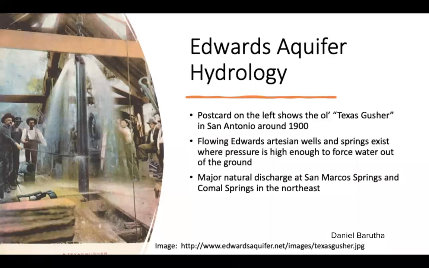The postcard shown in this image shows the old Texas gusher in San Antonio around 1900. Flowing Edwards artesian wells and springs do exist where pressure is high enough to force water out of the ground. Although for most Edwards wells nowadays, there's no longer sufficient hydraulic pressure to force water all the way to the surface due to pumping of the wells. Major natural discharge from the Edwards Aquifer can be found at the San Marcos and Comal Springs to the northeast. Next, I'm going to pass it over to Alexandra, and she will go over the next topic.